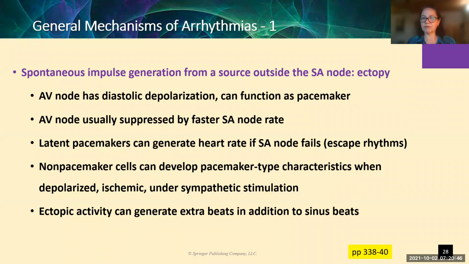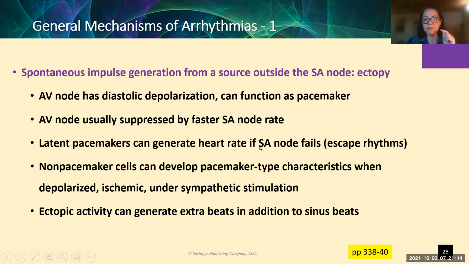I don't know if you've ever had a friend that's funnier than you are, and you think of a joke a fraction of a second after they've already thought it, and they say the funny thing, and then you're left not saying anything because they beat you to it. That's the SA node and the AV node. They can both do this, but the SA node usually beats the AV node to the punch. So the AV node is usually suppressed by this faster SA node.